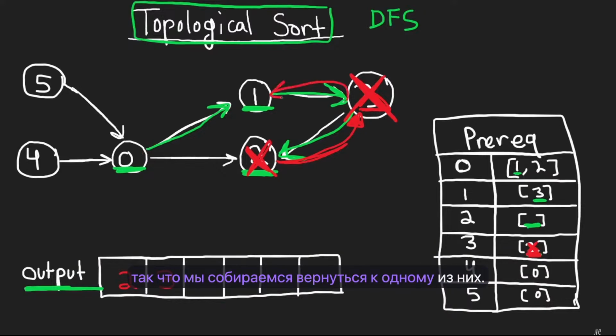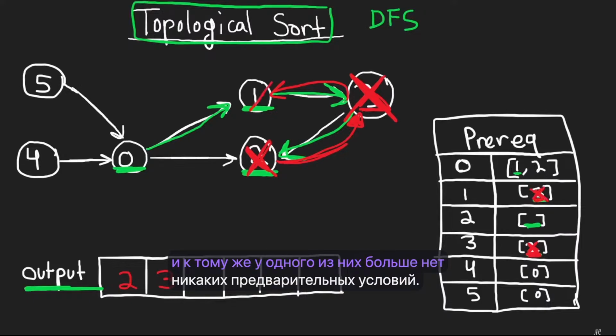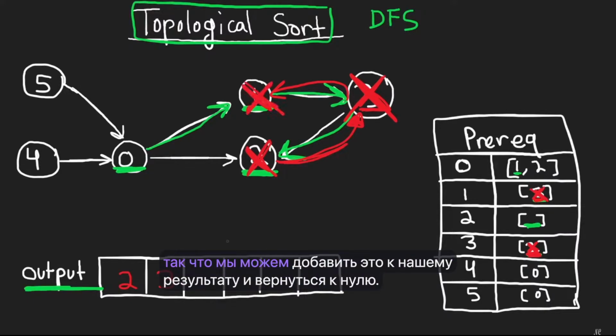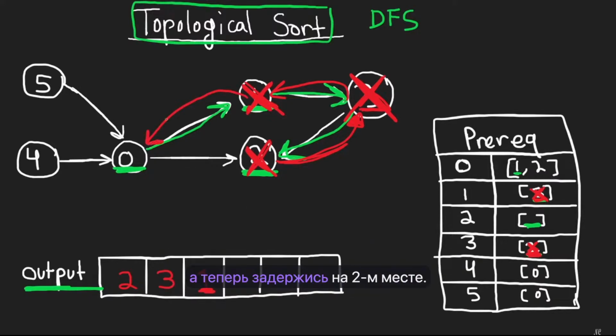So we're going to go back to 1. 1, we just visited 3. We are never going to visit it. And 1 has no prerequisites anymore, so we can add this to our output. And we go all the way back to 0. Now, hold on a second.